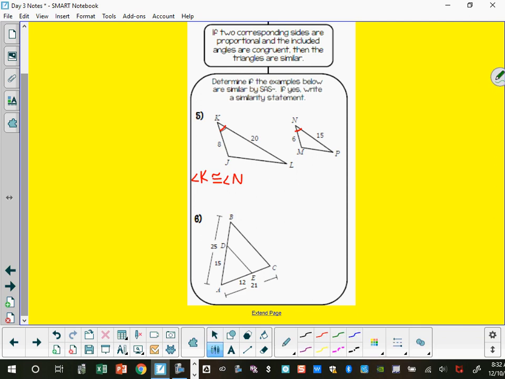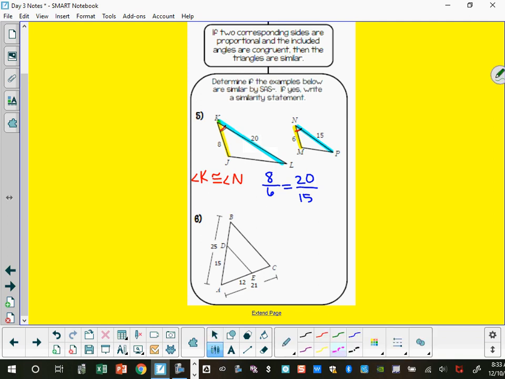Now I'm going to check to make sure that my sides are proportional. 8 is going to match up with what? 6. And then 20 matches up with 15. So let's try those proportions. I'm going to write 8 over 6 is equal to 20 over 15.